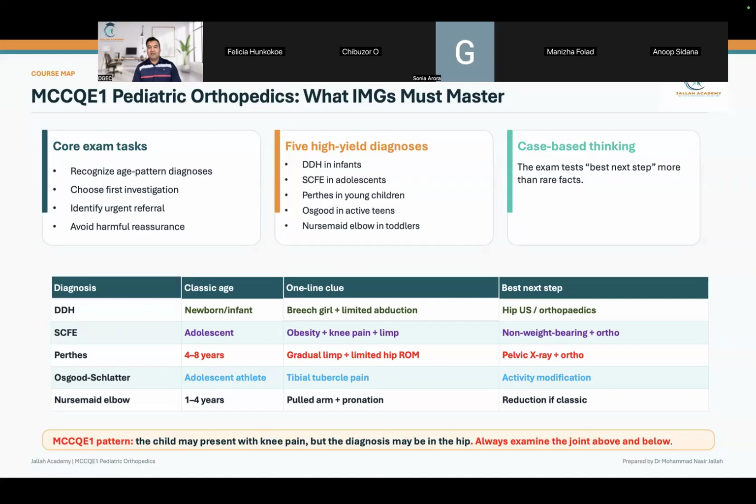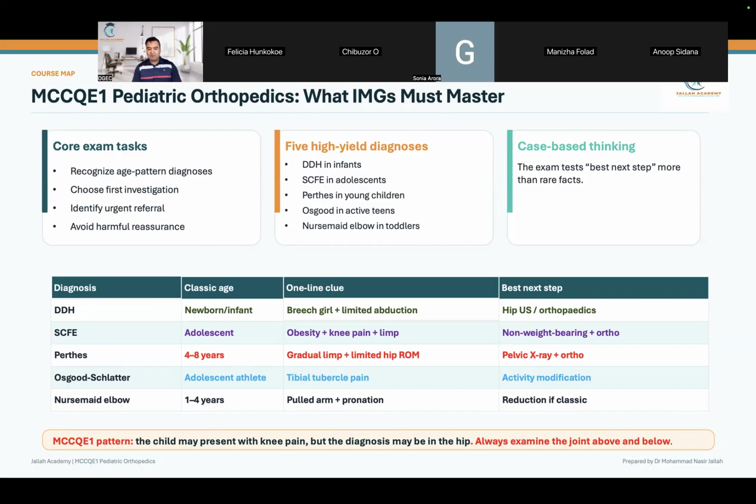Nursemaid elbow usually happens between 1 to 4. So they might be 1 year old, 2, 3, or 4 years old. Pulled arm, pronation, and reduction if classic.